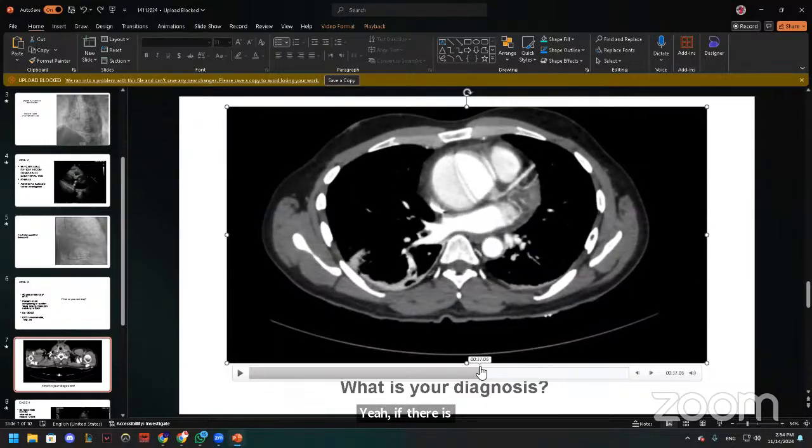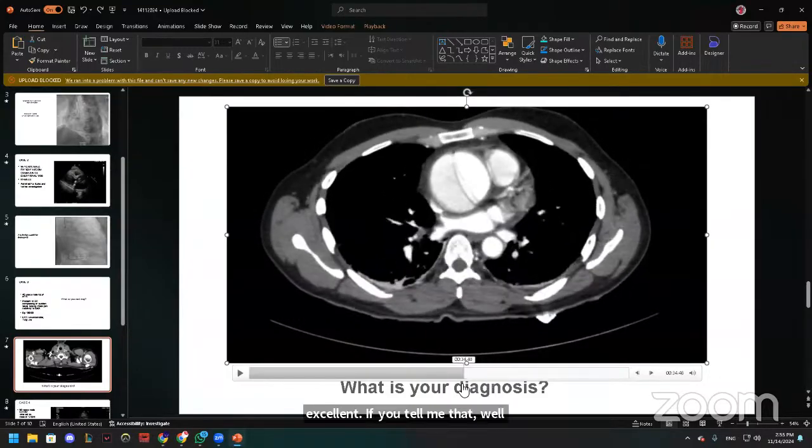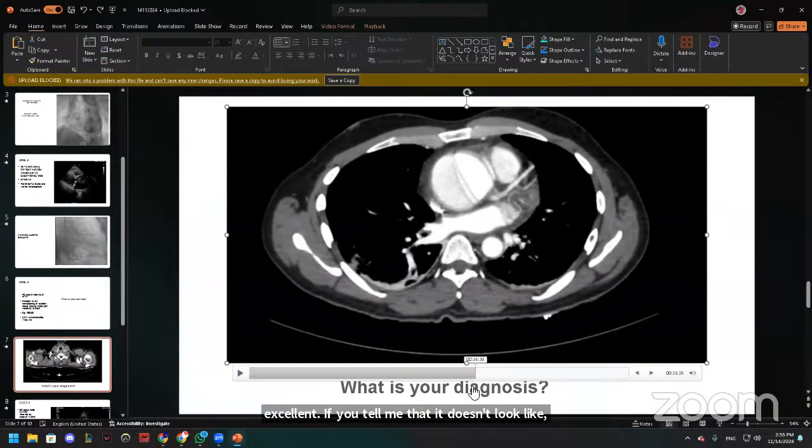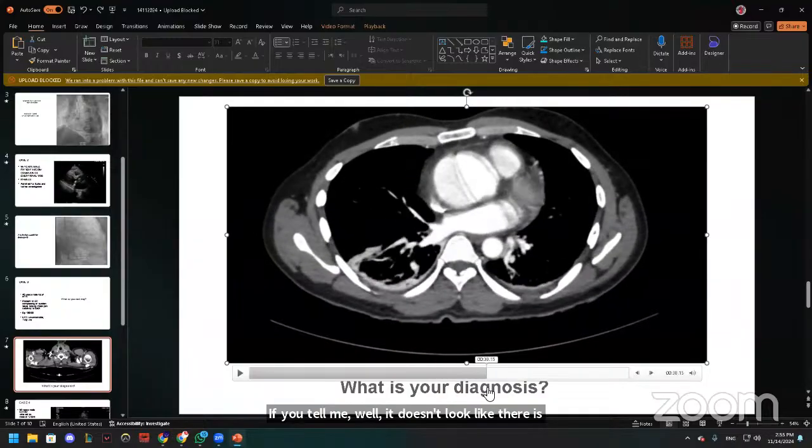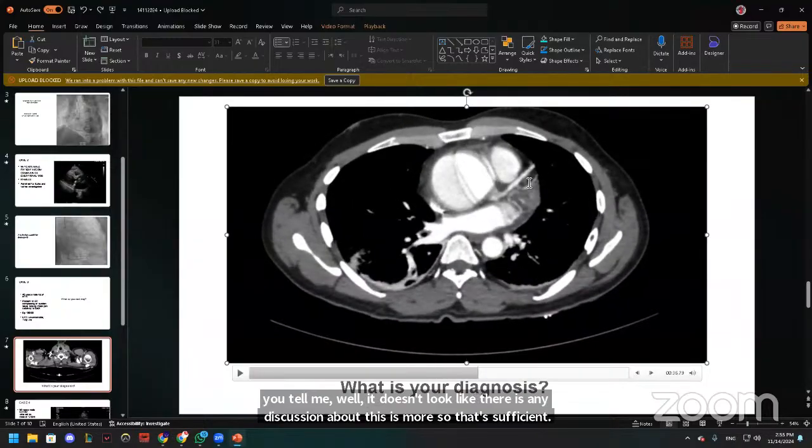Okay, so you identified it correctly? Yes. More than excellent. If you tell me that it doesn't look like, and you're not a radiologist, if you tell me it doesn't look like there is any dissection flap, this is more than sufficient. Do you see the other coronaries, left or right?